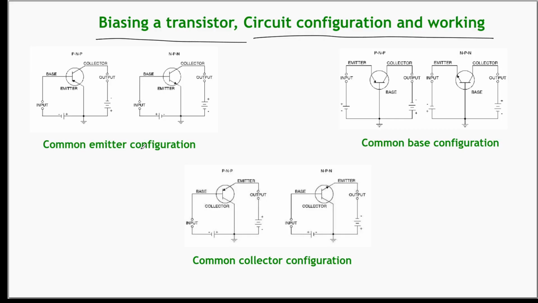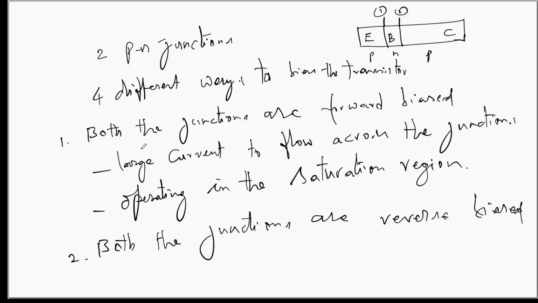In this video, we have seen the biasing of a transistor, circuit configurations, and working of transistors. We have said there are two PN junctions possible in a transistor, and these two PN junctions can be biased in 4 different ways. The first possibility we have discussed is both the junctions are forward biased. When both the junctions are forward biased, a large current flows across the junctions. The operating condition is known as saturation region.